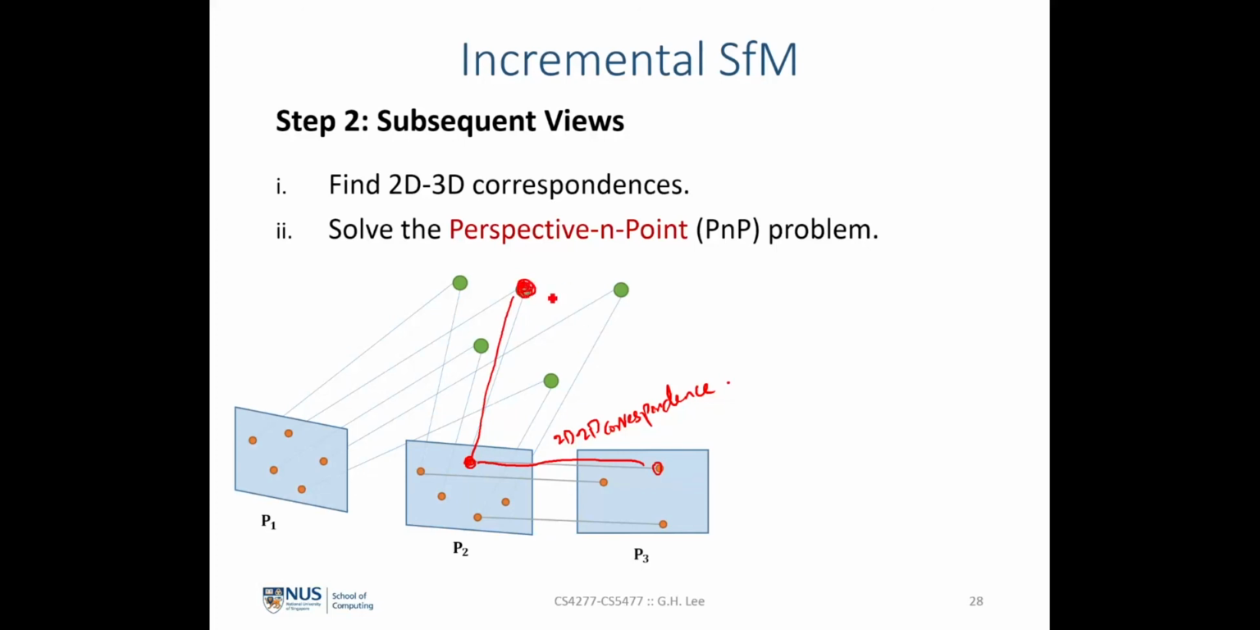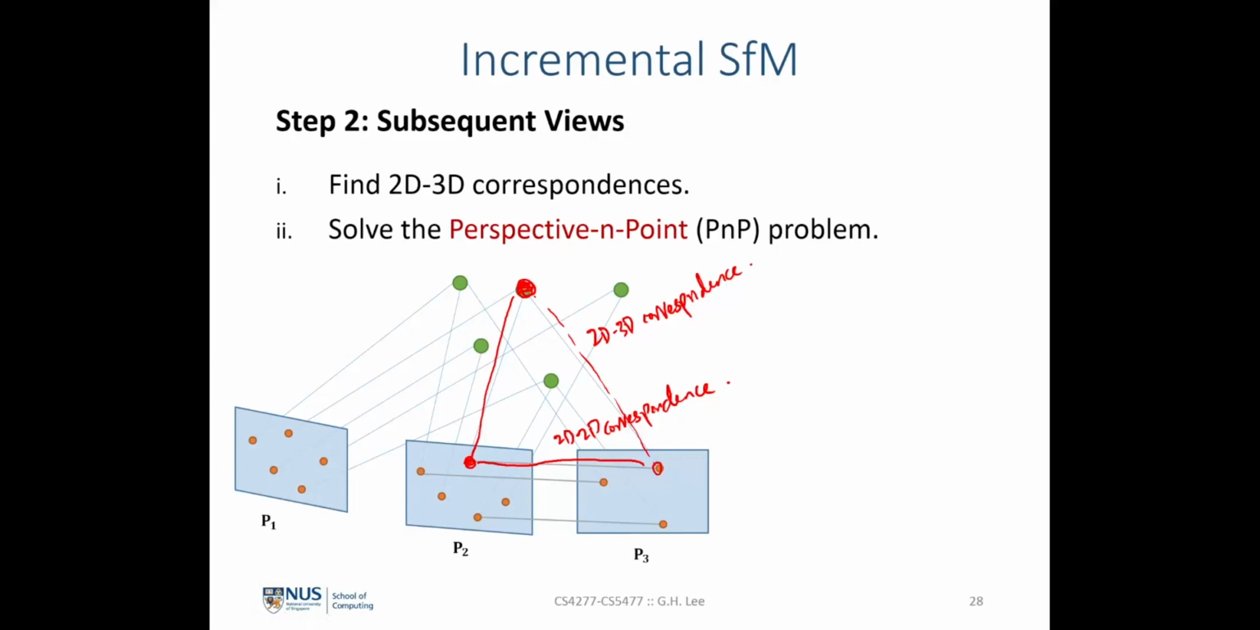So from this relation, I'll be able to establish the 2D to 3D correspondence over here. And by doing this for all the other 2D image features on P3 to P2, I'll be able to establish a set of 2D to 3D correspondences from P3 to the existing 3D points in the scene.